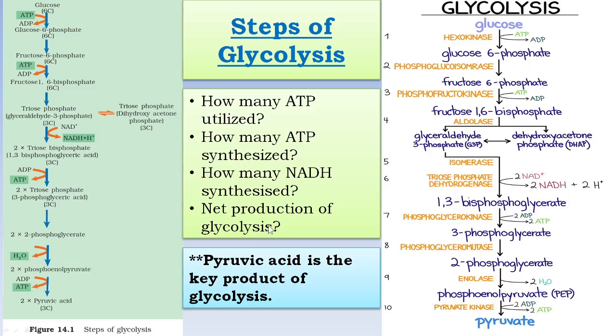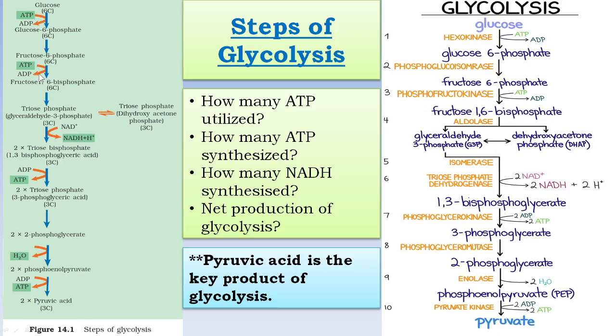Is it clear? Right. So you can see over here at the first step, glucose is converted into glucose 6 phosphate. What happens? One ATP is utilized. So here ATP is used or it is utilized. In the next step also, ATP is utilized over here. So two ATPs are used.